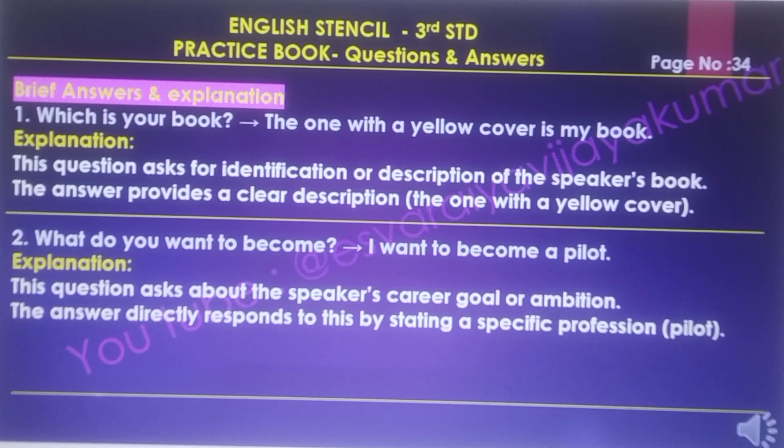The second one, what do you want to become? I want to become a pilot. Explanations. These questions ask about the speaker's career goals and ambitions. The answer directly responds to this by stating a specific profession, pilot.